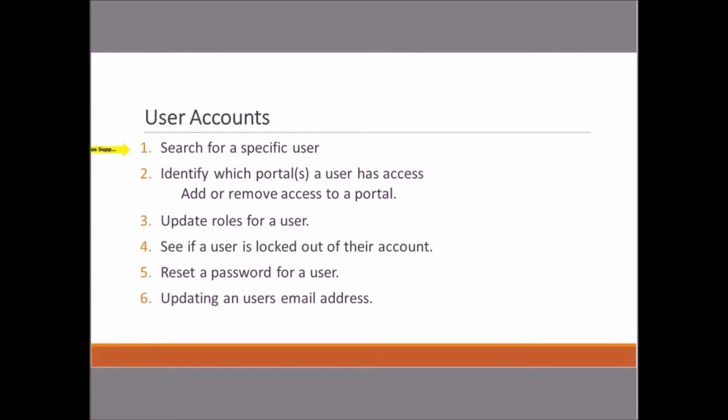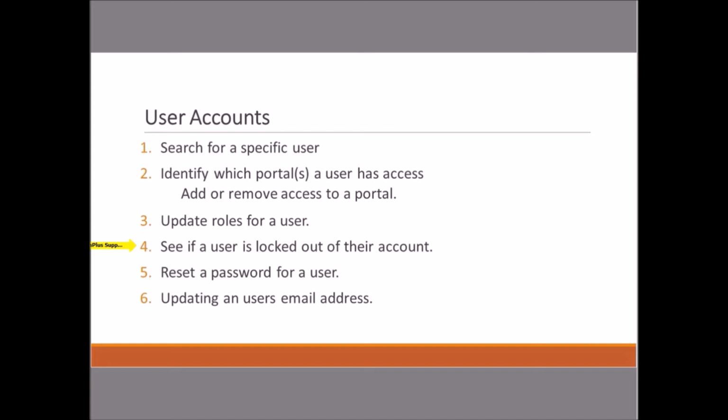So when you're in user accounts, you can quickly search for a specific user. And once you're there, you can identify right away which portal they belong to. Also a way for you to add or remove them from a portal. So if you're a district that uses more than one product, and you've got someone who's in the jobs portal and you want to quickly add them to the volunteer portal, you can do that from this screen. You can also update their roles. And one that I think gets forgotten is you can see who's locked themselves out of their account.